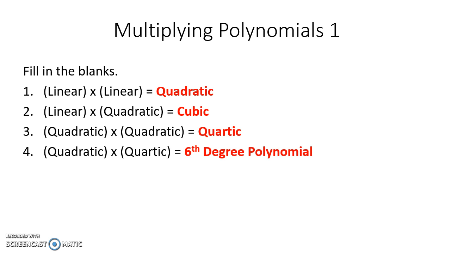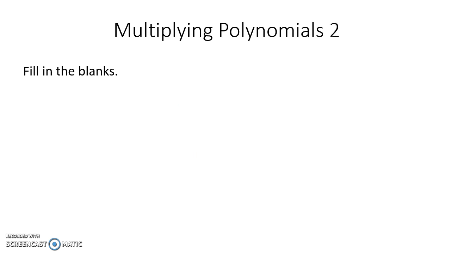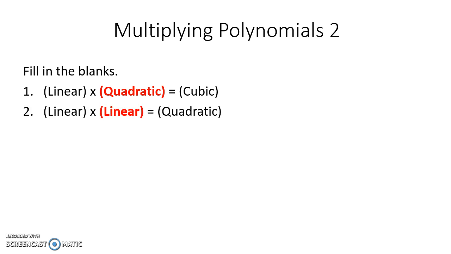For a quadratic times a quartic, we have a 6th degree polynomial. We can do the same thing if we wanted to figure out what we needed to multiply by. In this case, we want to know what we can multiply a linear factor by to get a cubic. Well, we know that has to be quadratic because a linear times a quadratic is a cubic. Same thing for number 2. If we have a linear factor, we know we can multiply that by another linear factor in order to get a quadratic.